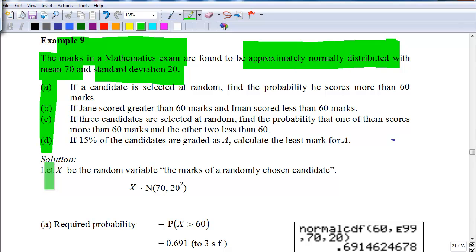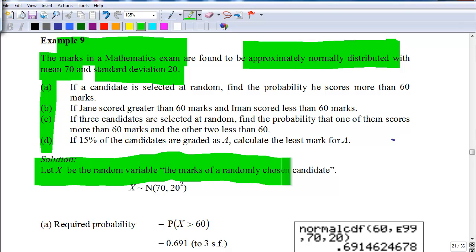Now, similar to the other distribution question, very often the first thing that you want to do is to define. Now in this question, no X, no Y, no Z, no W is given. So you need to say, let X denote the random variable representing the marks of a randomly chosen candidate. Then straight away I can write this down. X follows a normal distribution with mean 70 and variance 20 squared.